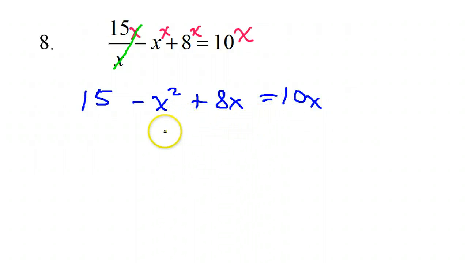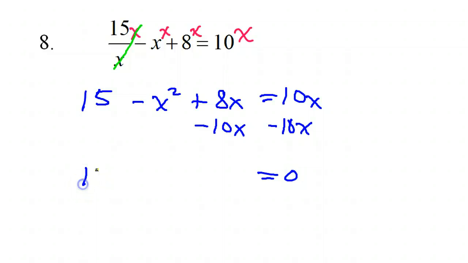Okay. So let's get everything on one side of the equation. So I'm going to subtract 10x from both sides. Okay, so far that's going to give me 15 minus x squared minus 2x is equal to 0.